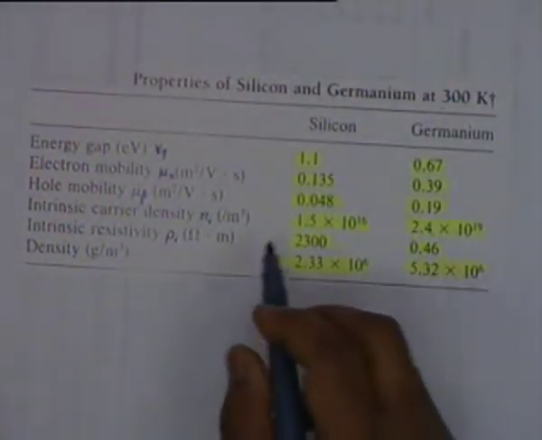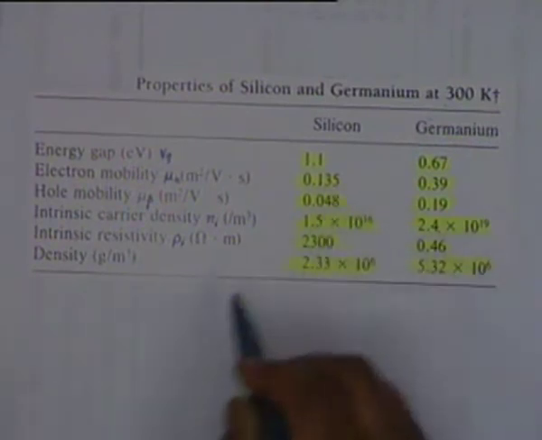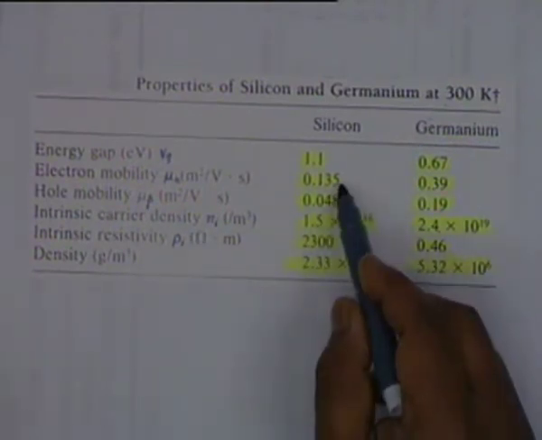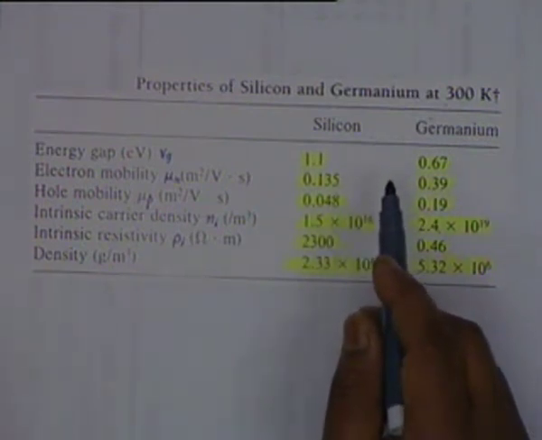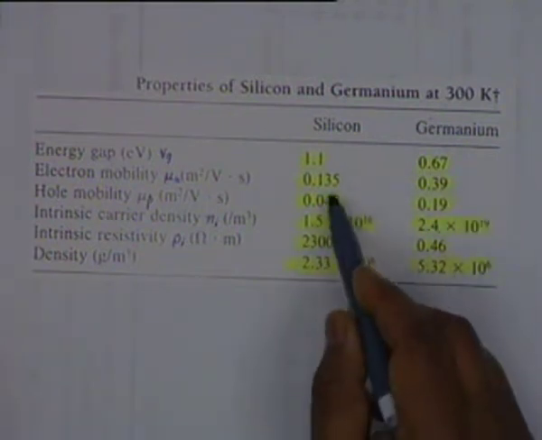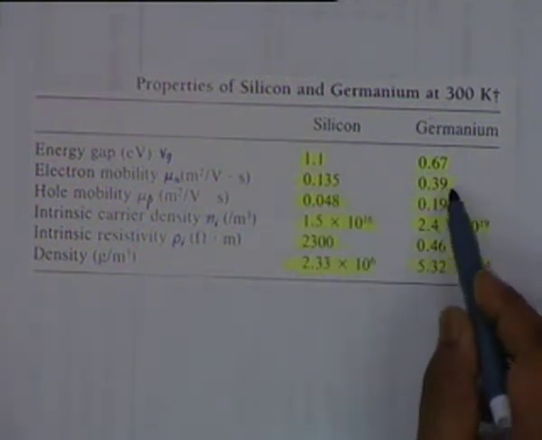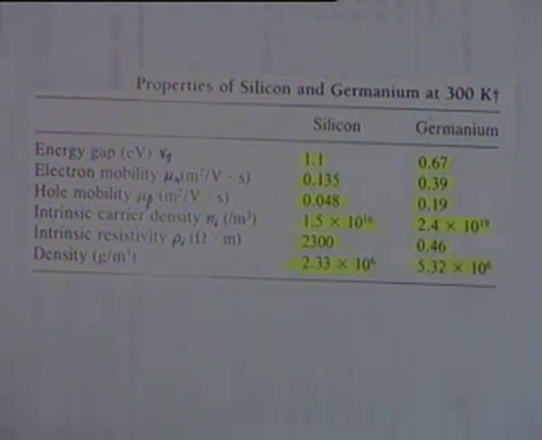All right. The electron mobility and hole mobility: if you look at these two figures, you see that the electron mobility is much higher than the hole mobility. Holes are less mobile than electrons. This is true in silicon as well as germanium, 0.39 and 0.19.